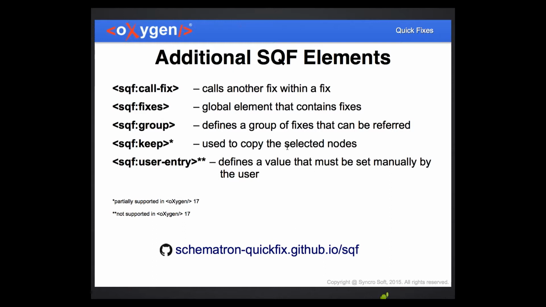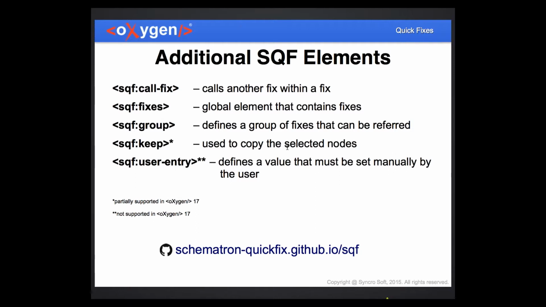There are a few elements in SQF that we do not support fully in oXygen: SQF keep and SQF user entry. The most interesting part is probably user entry, where, when you want a fix, you may want to give the user the option to select something and then use that information for the fix.